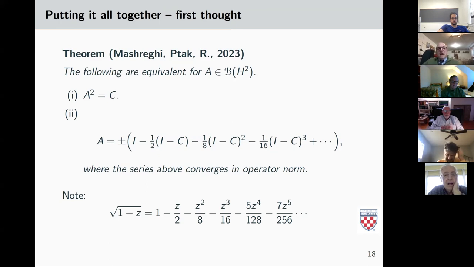Now this series converges in operator norm. Notice that I minus C, we talked about that the norm of that is 1. And this series has absolutely summable power series coefficients, so this converges in operator norm. So how did I get that formula? Well, the square root of the Cesaro operator is going to be unitarily equivalent to multiplication by the square root of 1 minus z. I write out multiplication by the square root of 1 minus z as 1 minus multiplication by z over 2 minus multiplication by z squared over 8, and so on. And then I use the fact that each one of those multiplication operators is going to be unitarily equivalent to I minus C, I minus C squared, and so on.